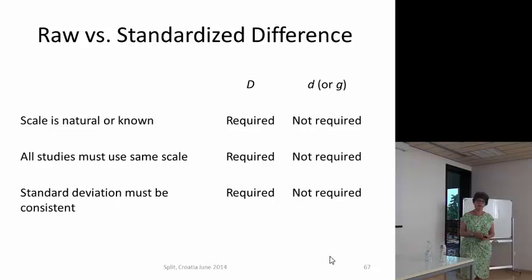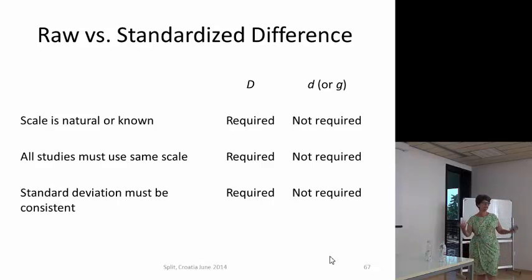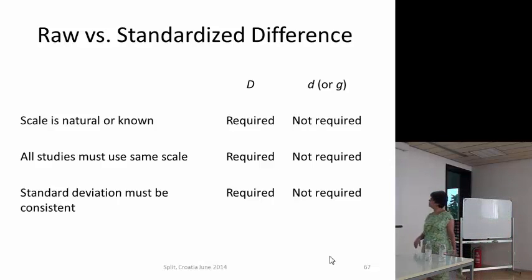And in general, that's considered a pretty substantial difference. Just as a short guide of when to use the raw versus the standardized mean difference, in order to use the raw mean difference, three conditions need to be met. The scale has to be either a natural scale or a known scale, which means a scale with known properties. All studies have to use the same scale, and the standard deviation has to be consistent from study to study. If you can't meet all of those conditions, you have to use a standardized mean difference.